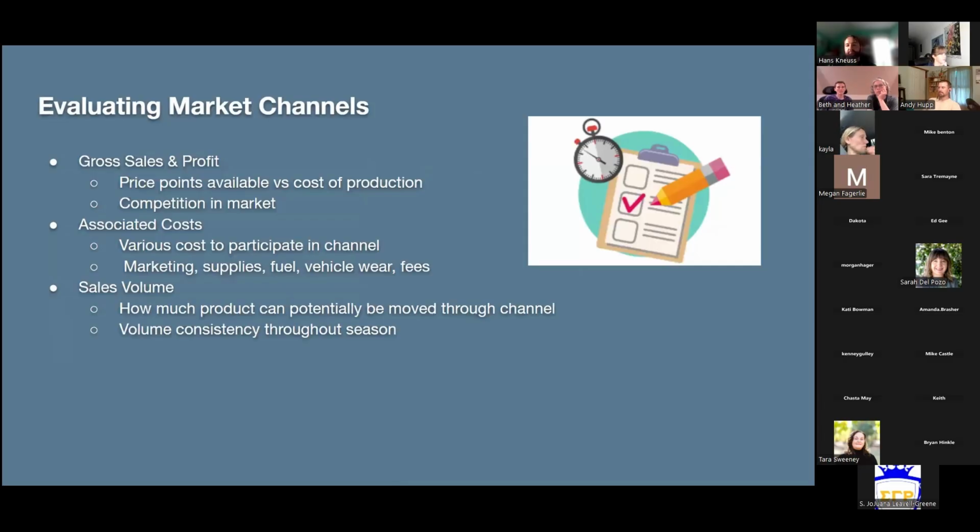So how do you evaluate these market channels? You want to look at just the basics of gross sales and what profit. So what price points are available in these different channels, and then what does it look like on the cost of production? Once again, I'll go back to the importance of record keeping. Make sure you know your cost of production, then make sure you know what you have to get from your product. A lot of times if you price things just based on what you see other people's pricing or something that you think sounds good, it might not really be what you need to get out of something.